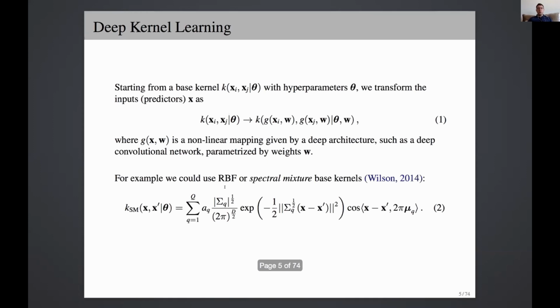The choice of which base kernel to use is also quite interesting. In the original deep kernel learning paper, we considered largely RBF and spectral mixture base kernels, but there are a variety of other possibilities, and I think an interesting direction for future work will be in considering new types of base kernels and how they might interact with what we're getting through the neural network transformation.